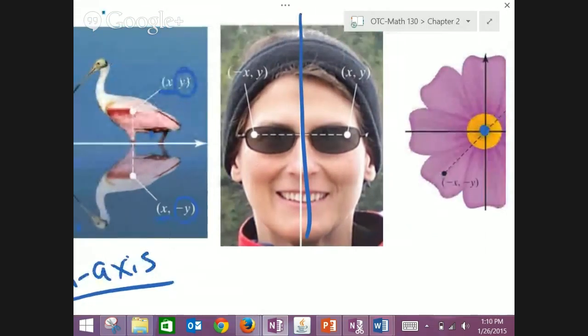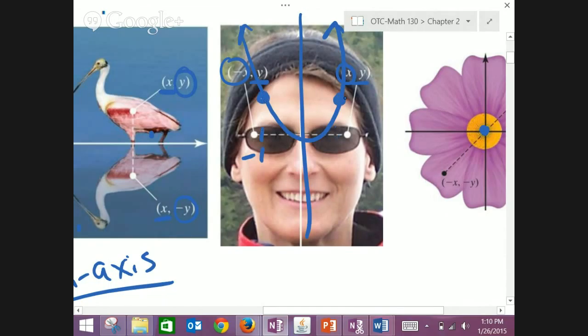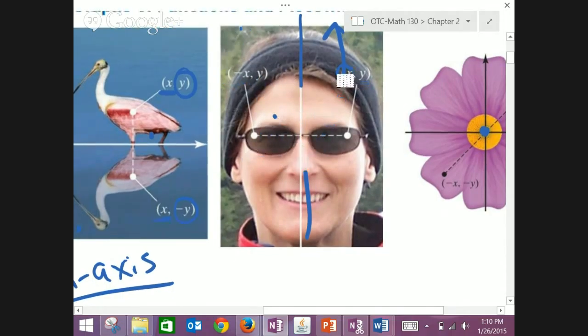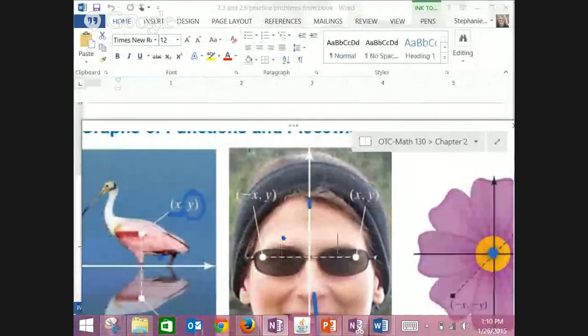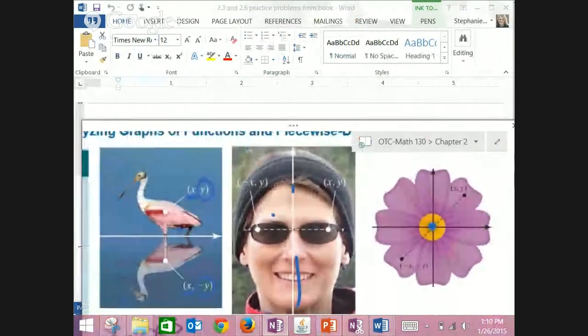Symmetric about the y-axis means for every y output, there's an x or a minus x corresponding to it. Right? So if I graphed x squared, if I plug in minus 1 squared, I get 1. If I plug in 1 squared, I get 1. So that's symmetric about the y-axis. That's saying for every x value, positive and negative, there is a corresponding exact same y value.